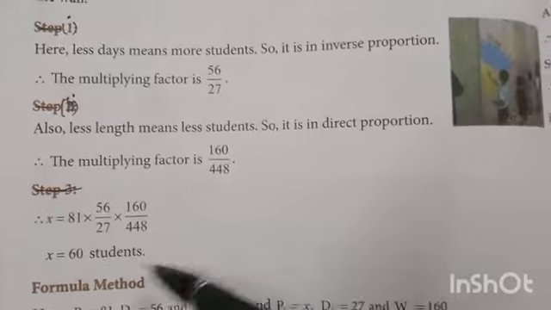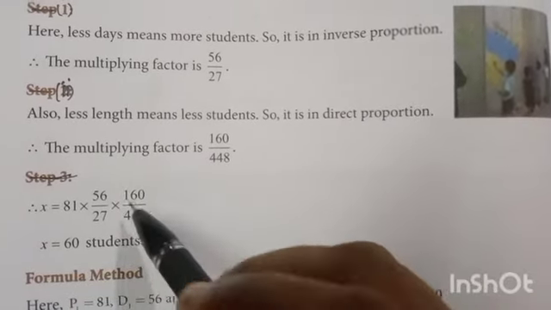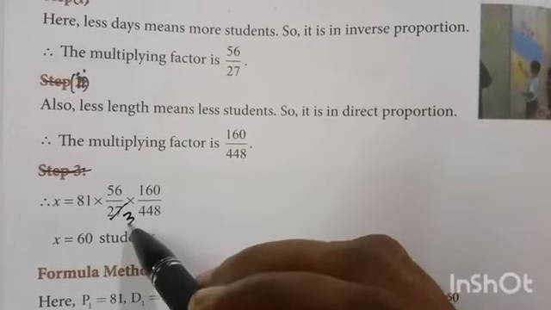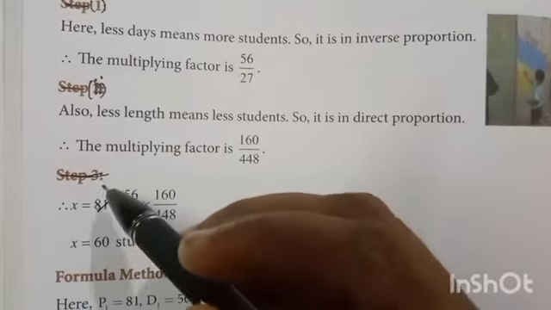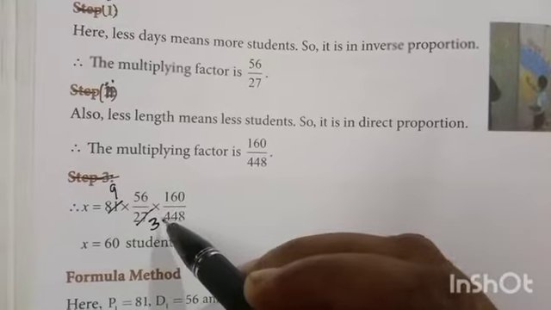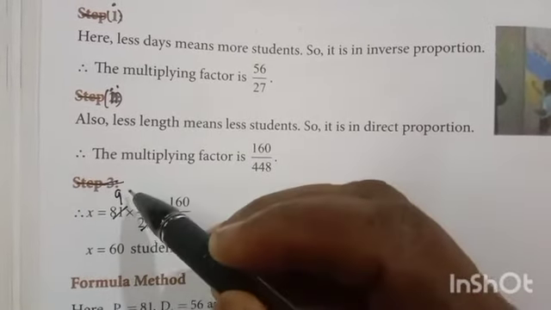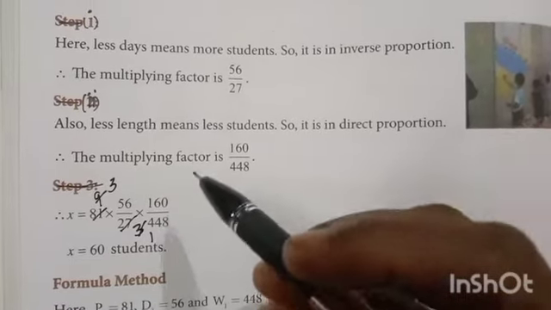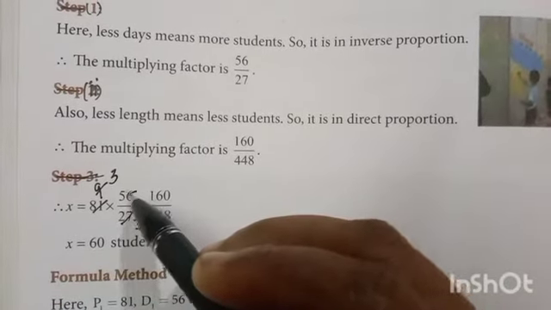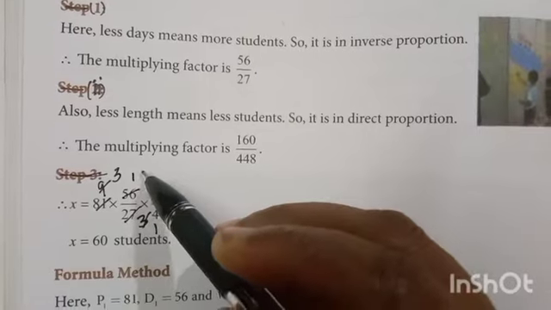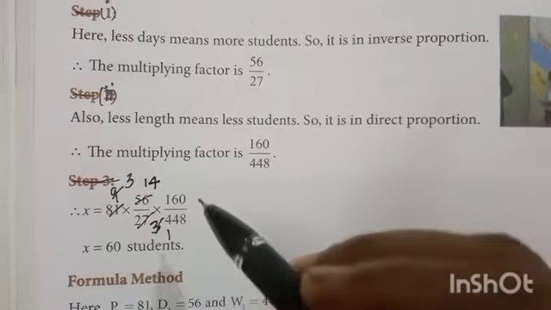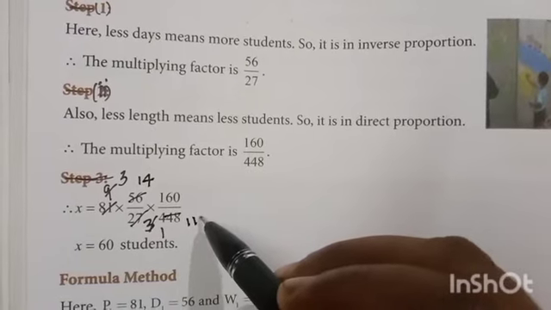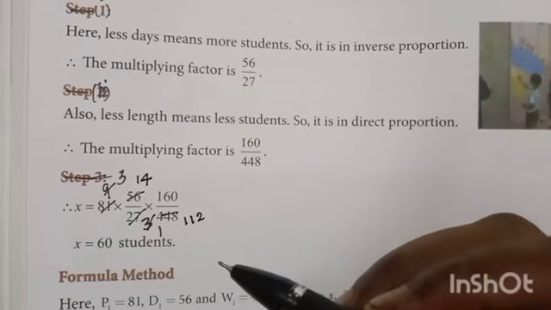Then you have to simplify. So how do you simplify? The 9 table we will use here. 3 9s are 27. 9 9s are 81. 1 3 is 3. 3 3s are 9. Then we will use the fourth table. 1 4 is 4. Balance 1 16. 4 4s are 16. So 1 4 is 4. 2 4s are 8.